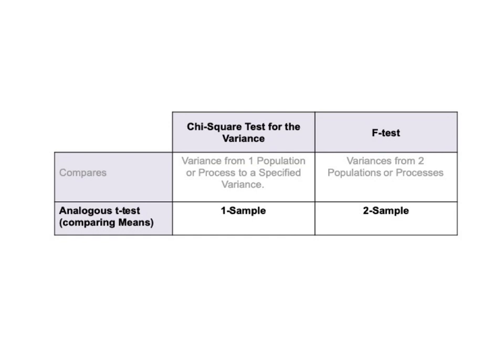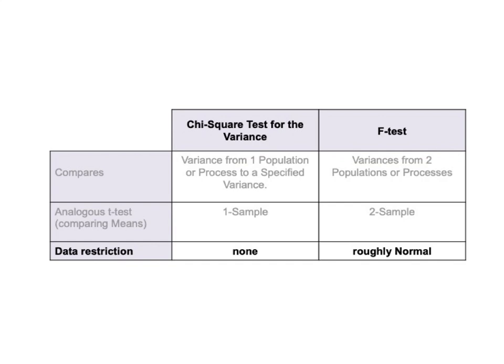If you're familiar with the T-tests, it may help to know that the Chi-Square test for the variance is analogous to the one-sample T-test. Both take a sample from one population or process and compare it to a specified value for the statistic, Chi-Square or T. The T-test does this for means, while the Chi-Square test does it for the variances. The F-test, on the other hand, is analogous to the two-sample T-test.